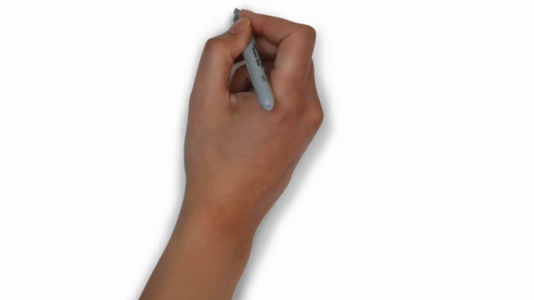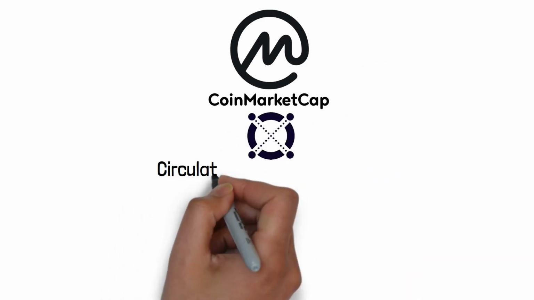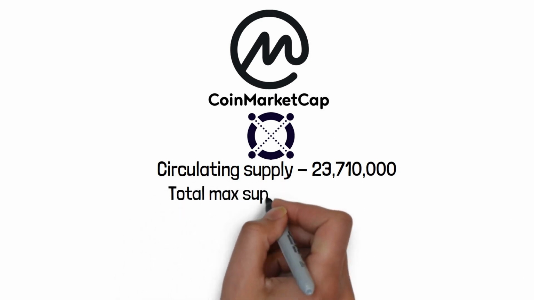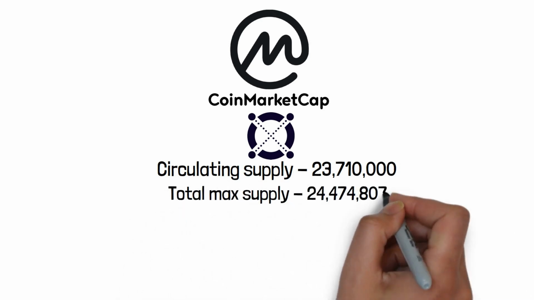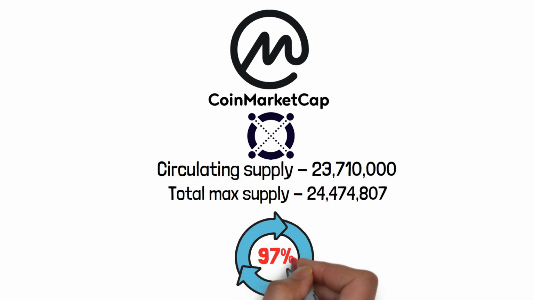According to CoinMarketCap's most recent numbers, Elrond has a circulating supply of 23,710,000 and a total max supply of 24,474,807. This means that of the total supply that will be created, 97% is already in circulation.